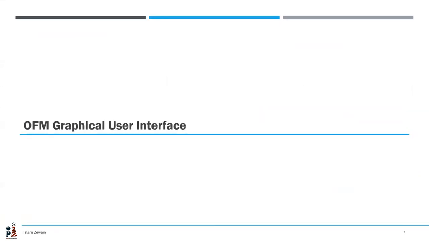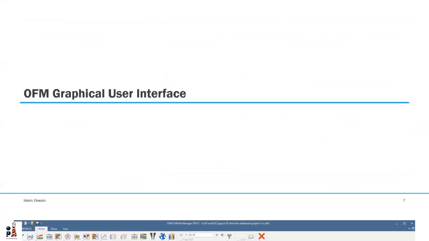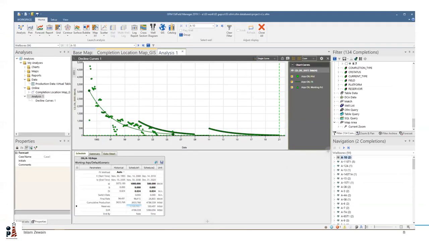The OFM graphical user interface. As I mentioned, OFM has a ribbon design. I don't know if you can see my mouse. Jade, the mouse is clear on the screen. Yes, yes, we can see the mouse. Okay. This is a screenshot of the software. The session will be interactive. We will open the software, but until we open it, just a screenshot.